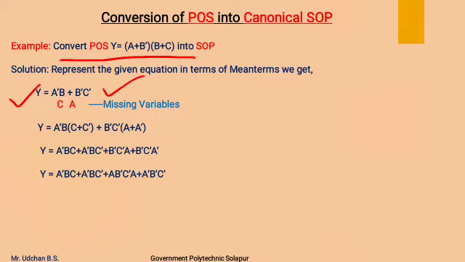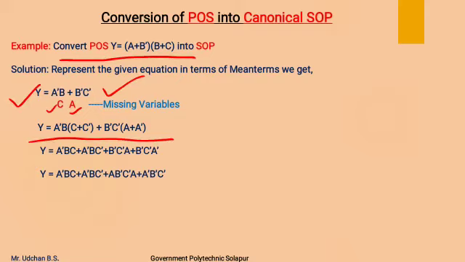Now find the missing variable in each min term or product term. In this a bar b, a c variable is missing. In the b bar c bar, a variable is missing. Now we are going to AND with the term formed by ORing a missing variable and its complemented variable with each min term. So the equation will look like this, that is a bar b is ANDed with c plus c bar and b bar c bar is ANDed with a plus a bar.